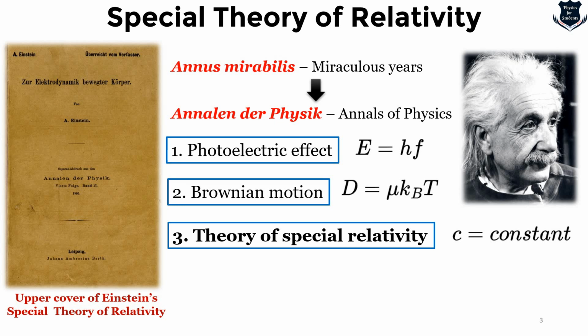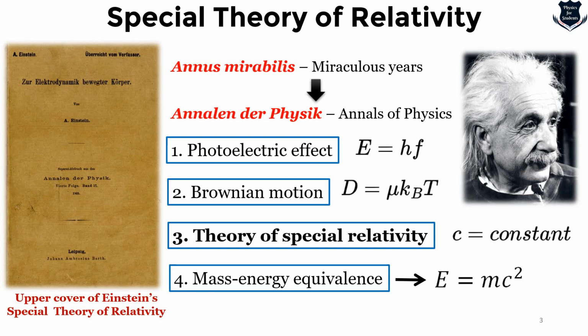The third paper, which we are going to explore, Einstein's theory of special relativity, established the universal constant speed of light, c equals constant, for all frames of reference, and a theory of space-time. The fourth paper, a consequence of the theory of special relativity, developed the principle of mass-energy equivalence, expressed by the world-famous equation E equals mc squared, which led to the discovery and use of atomic energy.